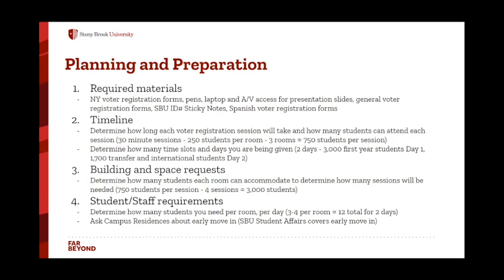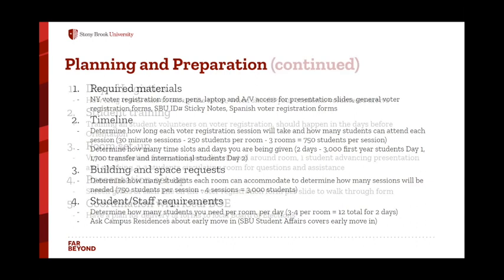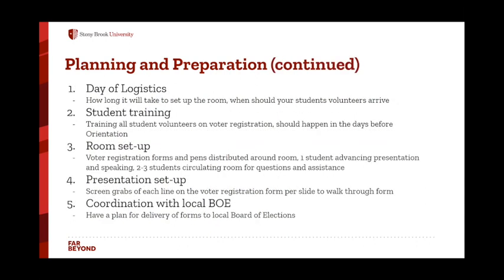And then the next part for us is student and staffing requirements. Like I said, we have about 250 students in each room. And the best way for us to do that is to have 3 or 4 trained students in there to be walking around and helping people fill out voter registration forms, and answering any questions. And I can go into more detail about that as we move on. I know we're tight on time.